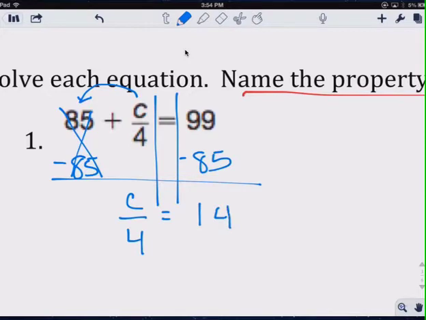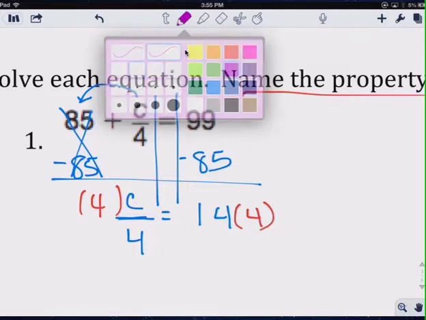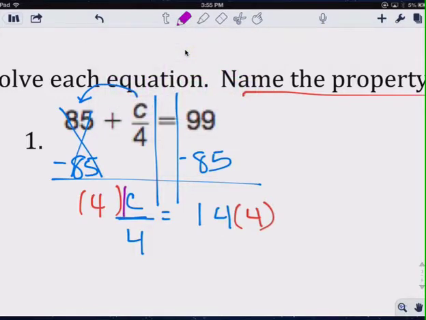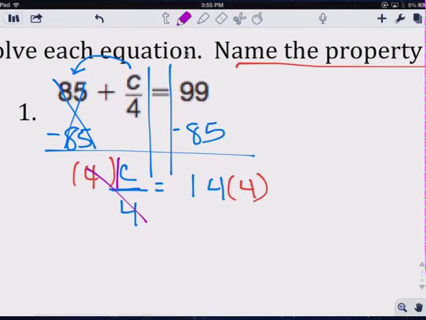C over 4 equals 14. Now, this is division. We do the opposite of divide, which is to multiply by 4. Remember here, we can do this because the coefficient next to C is a 1, so we can do division first. Divide that, and that gives you 1. 1 times C is just C equals 56. Sorry, gives you 56.